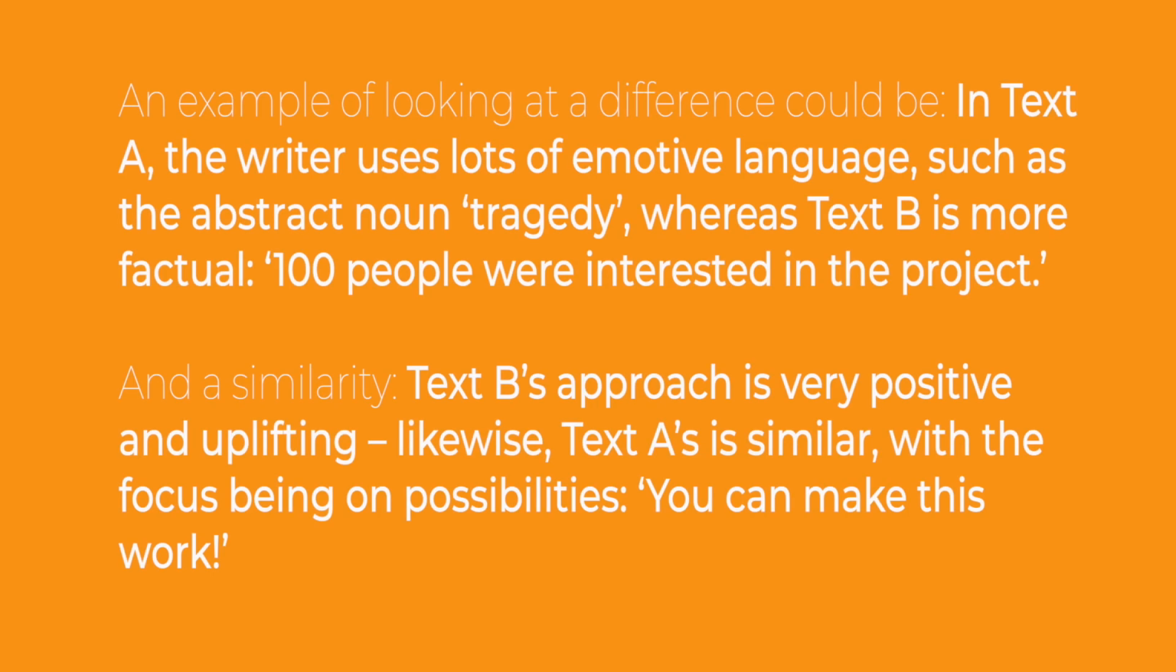So let's have a look now at an example of how you could write about differences in two texts. In text A, the writer uses lots of emotive language, such as the abstract noun tragedy, whereas text B is more factual. 100 people were interested in the project. And a similarity might be, text B's approach is very positive and uplifting. Likewise, text A's is similar, with the focus being on possibilities. You can make this work.